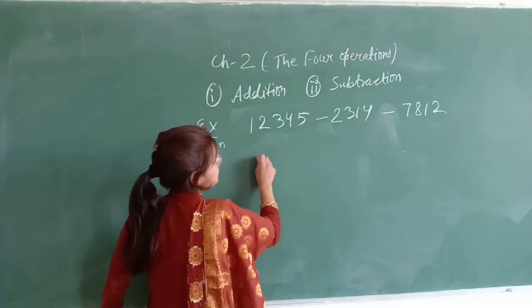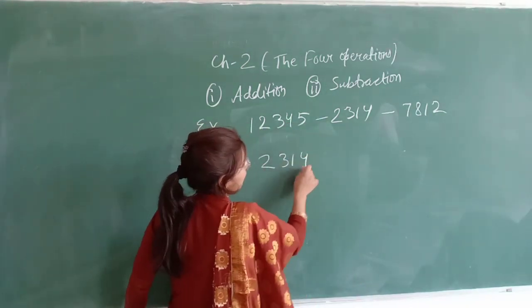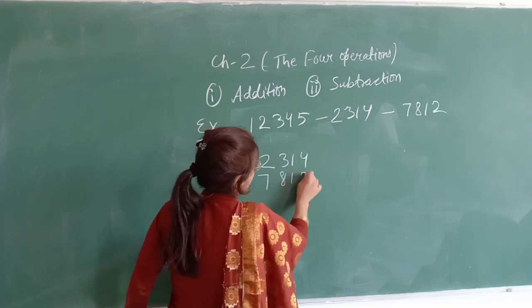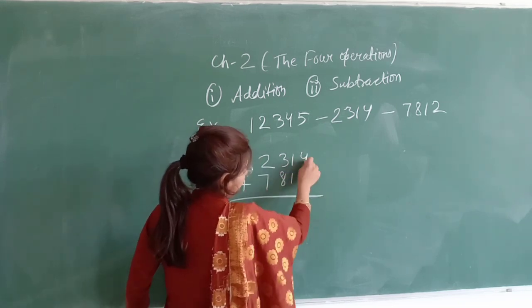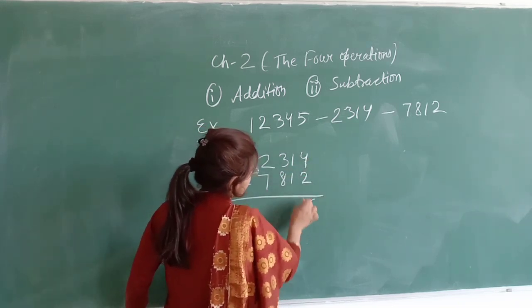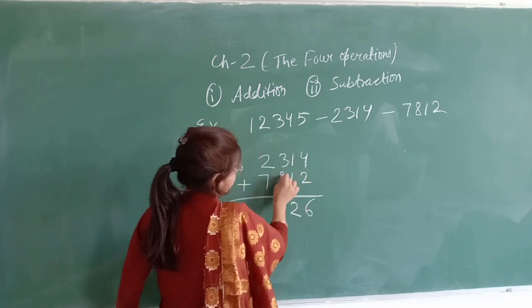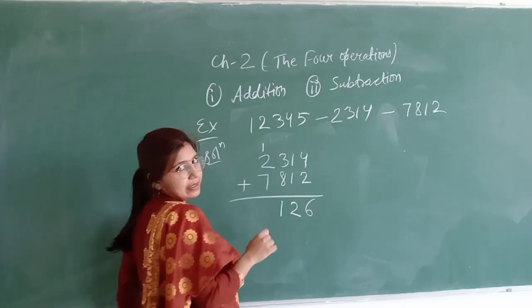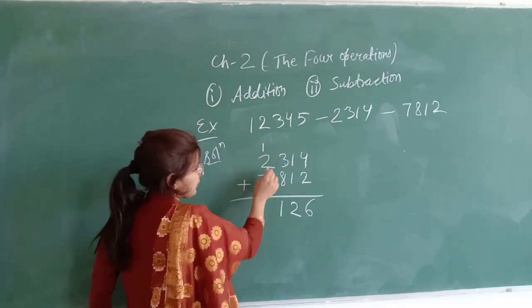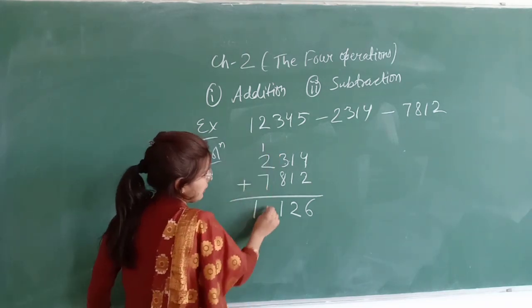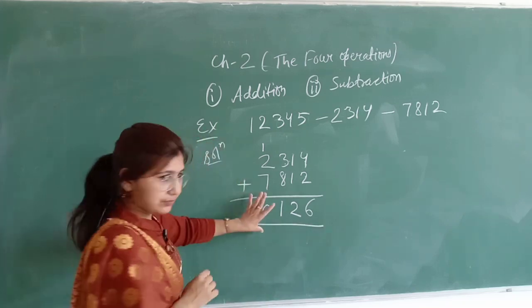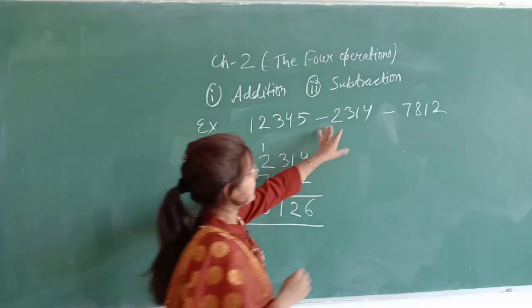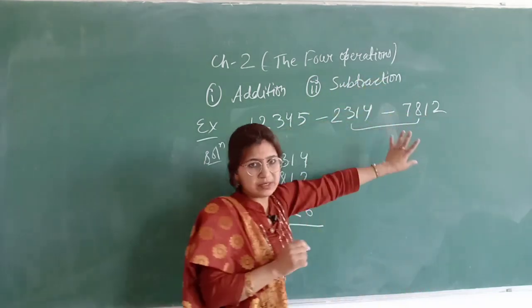So add this: 2, 3, 1, 4, 7, 8, 1, 2. You have to add it. Now it will become 4 plus 2, 6; 1 plus 1, 2; 8 plus 3, 11. 1 is here and 1 will be carried. You have to put it here. 7 plus 2 is 9. 9 plus 1 is 10. And this is your answer for this part only. You have done only this much.